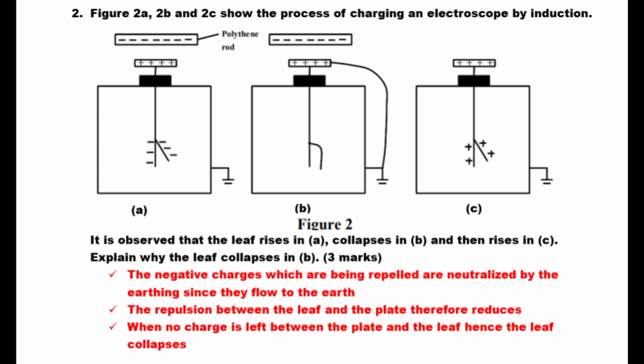In other words, initially the polyethylene rod induces negative charges on the plate and the leaf and attracts positive charges on the cap. But you realize when the earthing is introduced in part B, the negative charges which were being repelled are neutralized by the earth. That means the electrons flow to the earth. That's why they are neutralized.